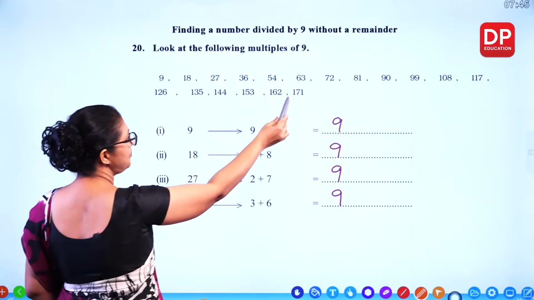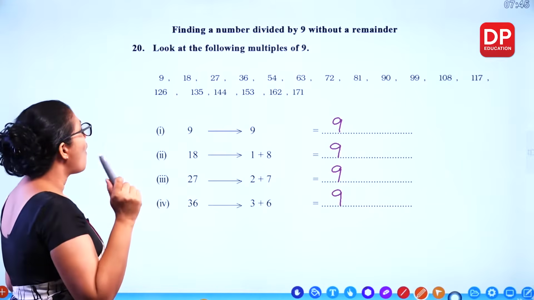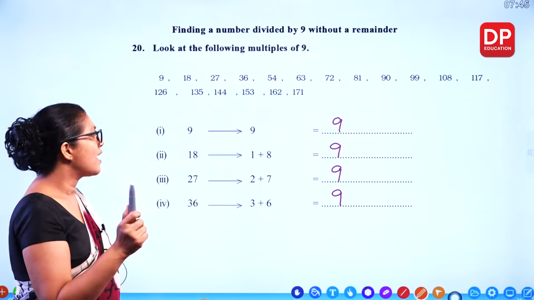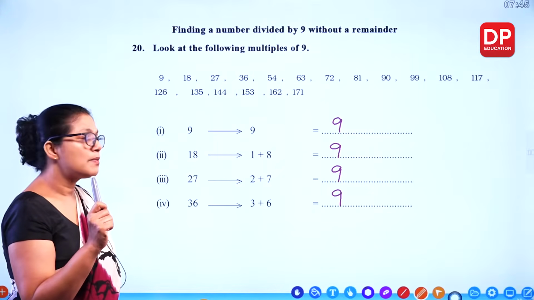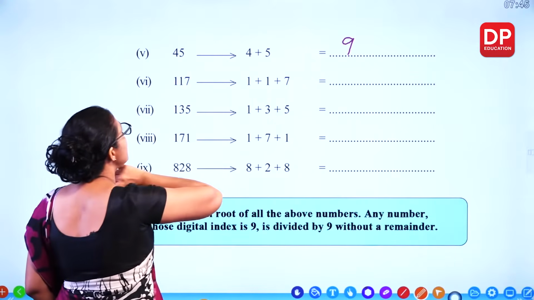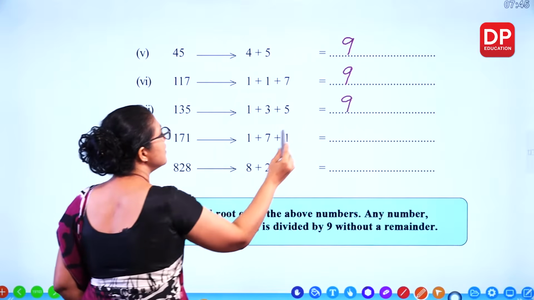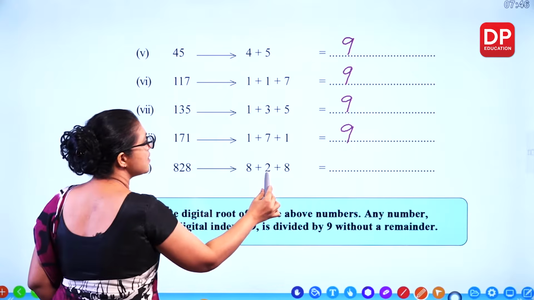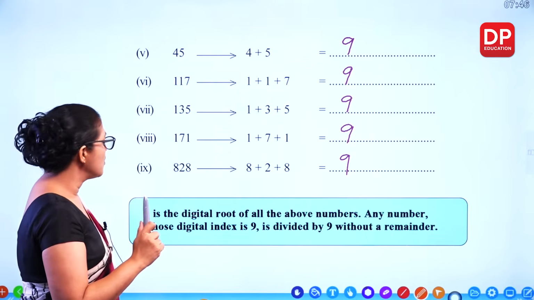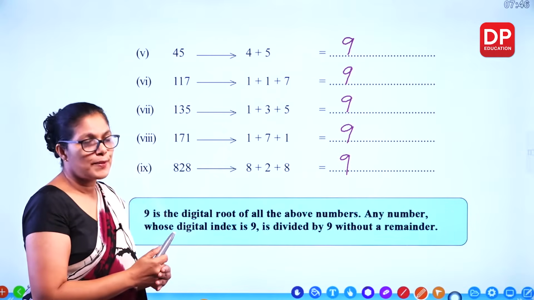So take any number. 71, 7 plus 1, 8. 8 plus 1, 9. Here 44, 4 plus 4, 8. 8 plus 1, 9. All multiples of 9, you get the digital root 9. So that means you can look at the digital root and see whether the number is divisible by 9. 45, 4 plus 5, that's 9. 117, 7 plus 1, 8. 8 plus 1, 9. 135, 8 and 9 here. 7 plus 1, all these digital roots are 9. 108, 8 plus 1, 9. So 9 is the digital root of all the above numbers. So any number whose digital root is 9 is divisible by 9.